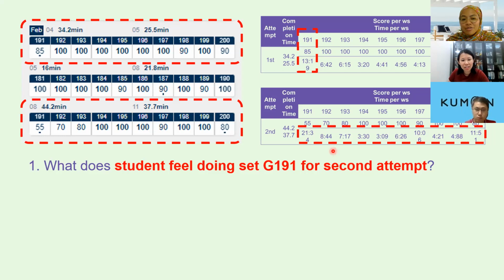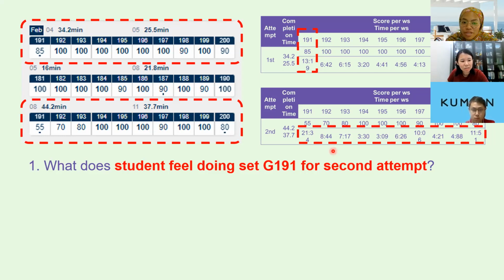So what else can you try to interpret from this one? Cannot interpret, Amira. No. But again, come back to my first question. How do students feel? How do students feel when doing G191 for the second attempt? What do you think?